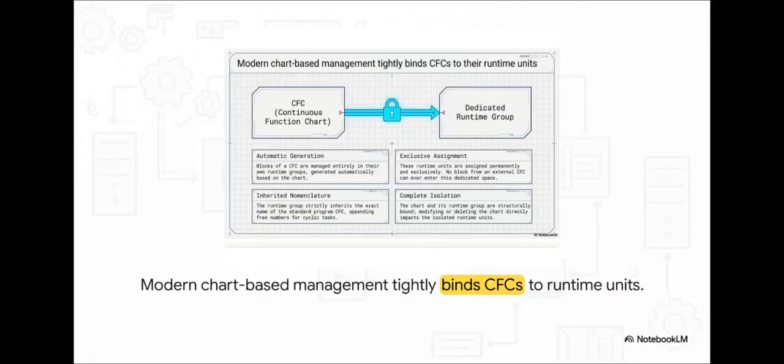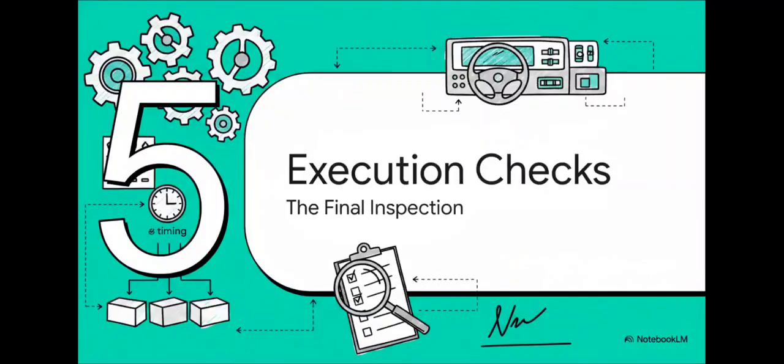To make all this grouping a whole lot easier, modern chart-based management tightly binds continuous function charts right to dedicated runtime units. So when you create a chart, the system actually automatically generates its own isolated runtime groups specifically for it. These units are assigned permanently and exclusively. It creates complete structural isolation, which means no block from an external chart can ever accidentally wander into this dedicated execution space.